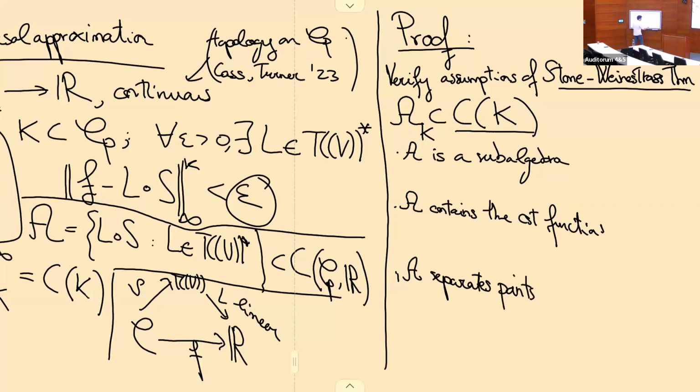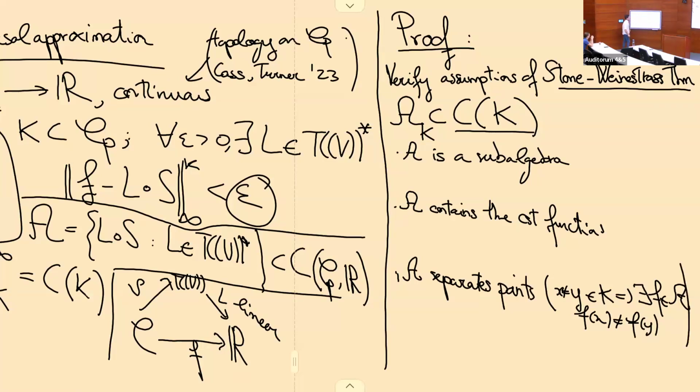And so what this means, separating points, is that if I have two points x and y in K that are different, so x different than y, both in K, then this implies that I can always find the function f in A such that f of x is different than f of y.